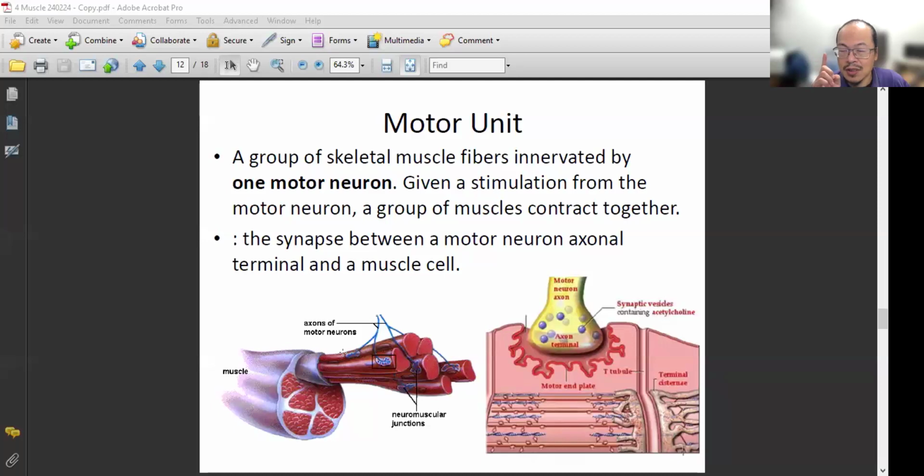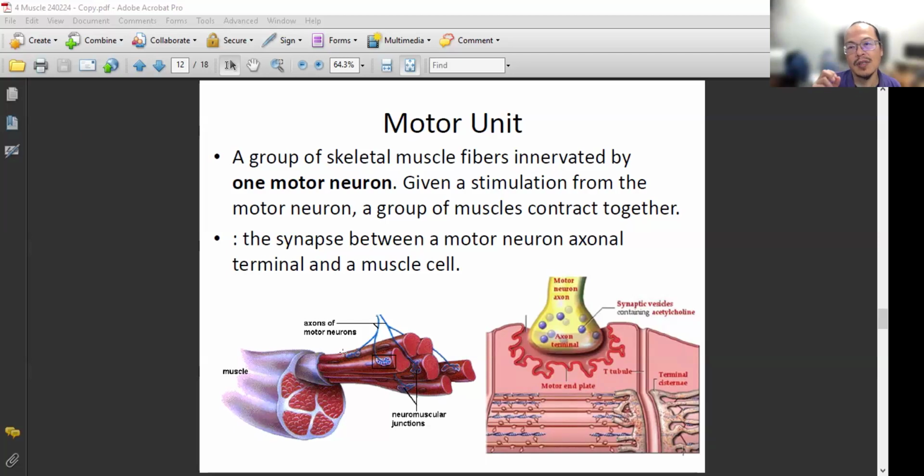Each muscle is controlled by one nerve, but one nerve can control several muscles. So it's very much like a dog. You only have one owner, but one owner can have multiple dogs, right? So it's like that. The motor neuron can control multiple muscles. This one nerve controls a group of muscles. We call this a motor unit.